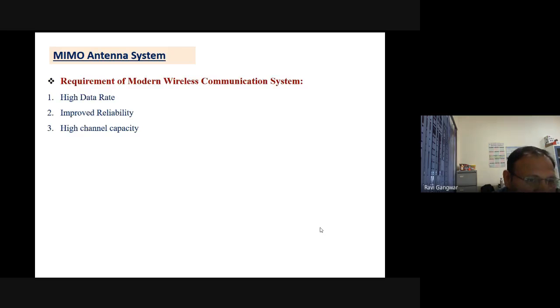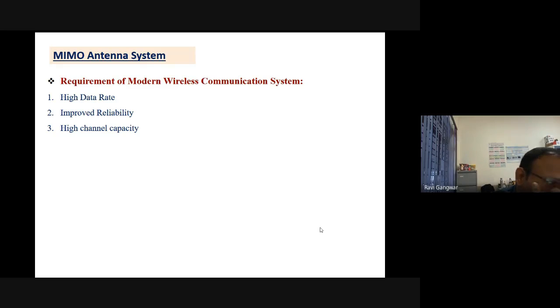So what is the motivation behind this work? The motivation is always going to come from the current requirement of human beings. So here we can say that the current requirement of the modern wireless communication system relies on these three things: high data rate, improved reliability, and high channel capacity.